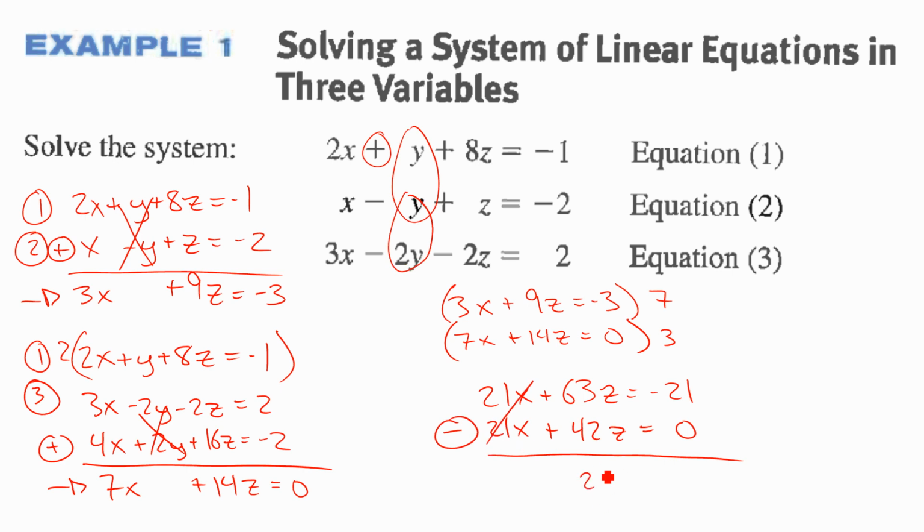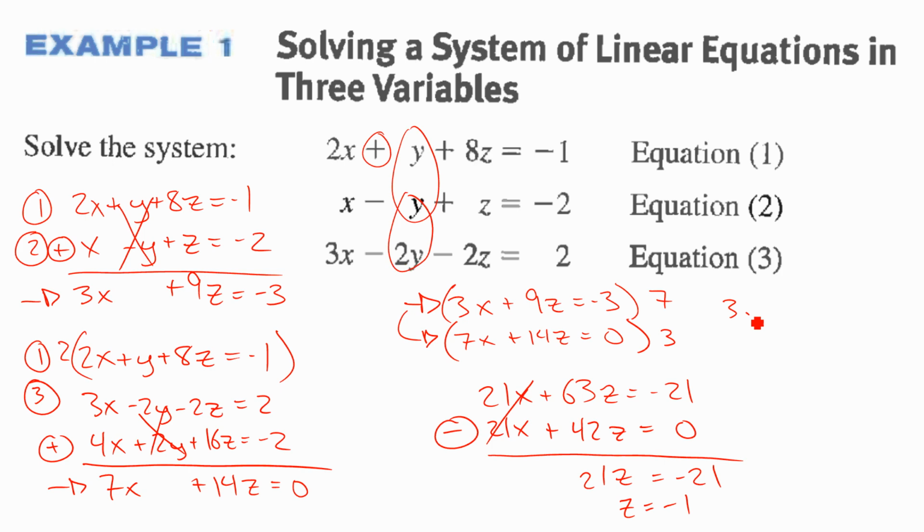We have 21z equals -21. Isn't that convenient? So z equals -1. Let's go back in and solve. I'm going to go back to this one right here. Could have picked this or this one.